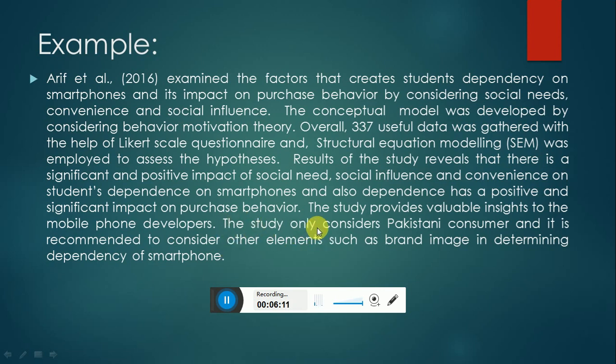And in the last statement you can see that they have mentioned some limitations of the study, such as that they just used Pakistani consumers, so obviously this study could be done on other consumers as well. The other is that they mention brand image can be considered as an independent variable in determining dependency on a smartphone. So basically, after making your Excel sheet, you have to convert each and every piece of literature you have mentioned in the Excel sheet into such a format, in a summary kind of format.